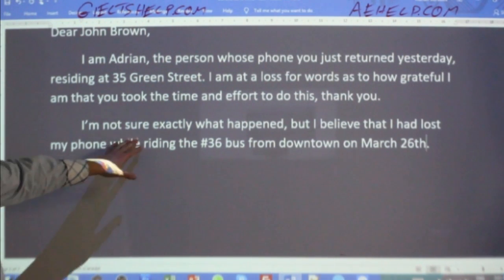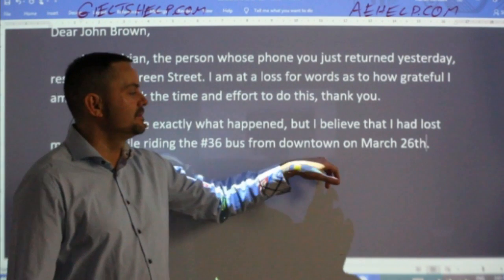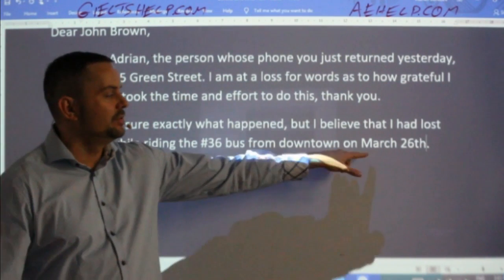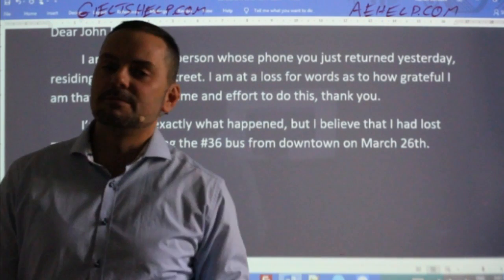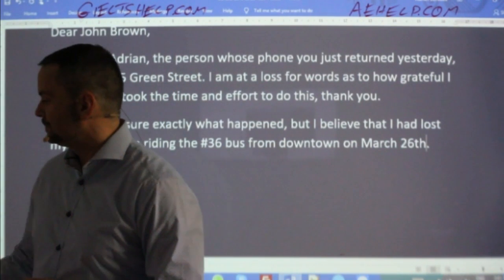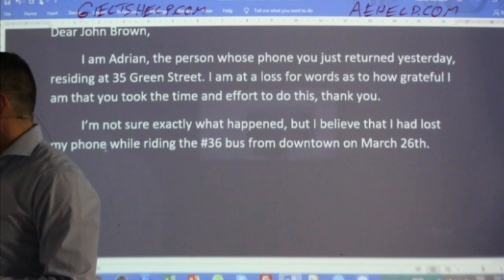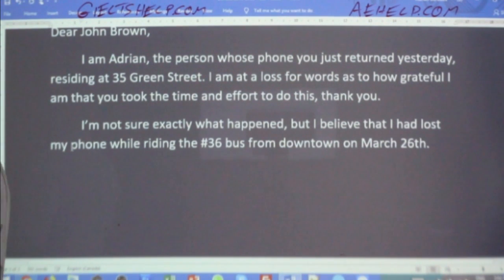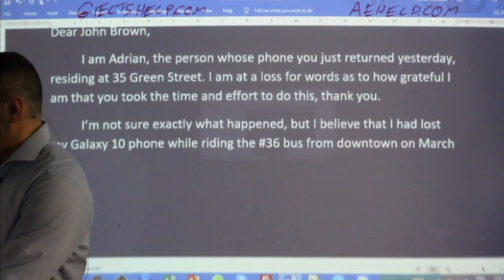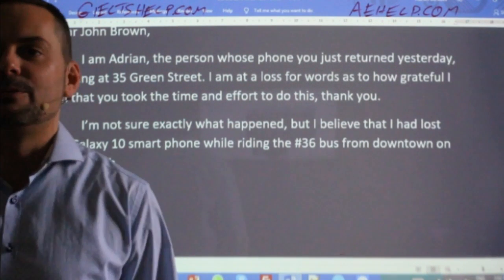So, "I'm not sure exactly what happened, but I believe that I had lost my phone while riding the number 36 bus from downtown on March 26th." So look at that, the number 36 from downtown, March 26th, boom. I just went from a 7.5 to an 8, okay? That's how it happens, okay? Here, instead of phone, you can say my Galaxy 10 phone, smartphone. Yeah, good. So now you're picking up what I'm putting down. Yeah, we can keep stretching this.